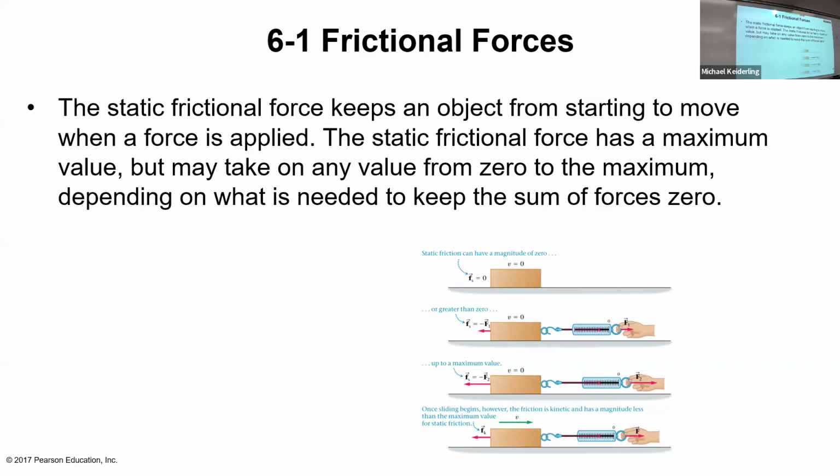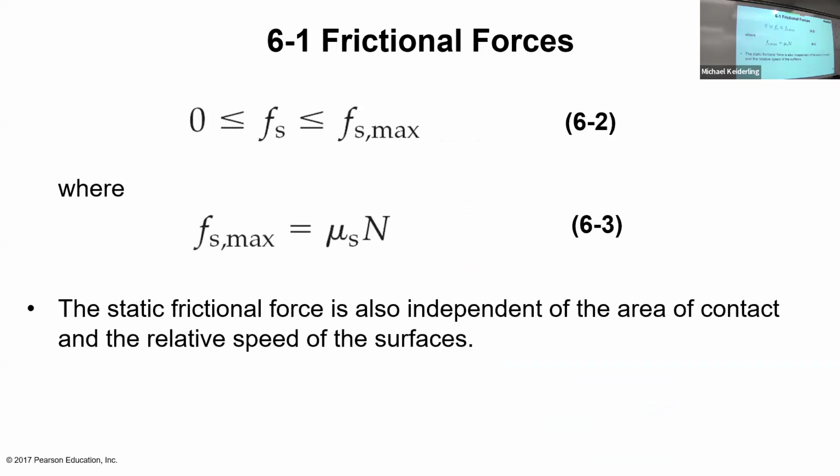So if I push on this book, the static friction it generates will get more as I push harder until it reaches a maximum. And then the book will start to slide. So as I push, I'm pushing harder and static friction goes up and up and up, and then eventually it starts to slide. And that's when I overcome the maximum. So for static friction, the maximum is mu static times the normal force.